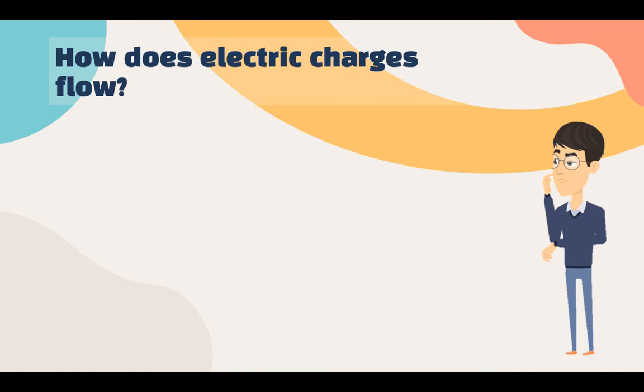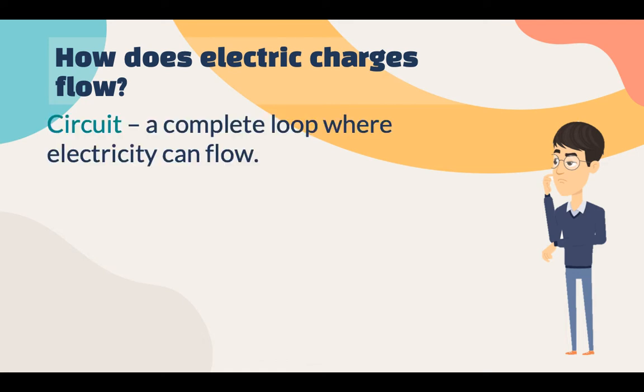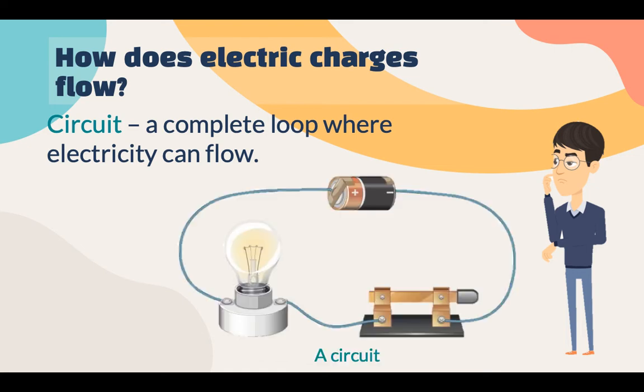Before we answer this, we first have to define the word circuit. A circuit is a complete loop where electricity can flow. For a current to flow, electric charges must complete a loop for a circuit. This is an example of a simple circuit. This is a loop in which charges can flow through.